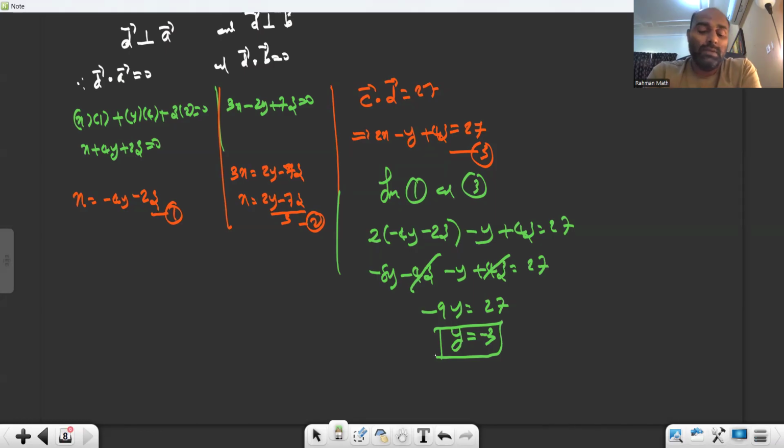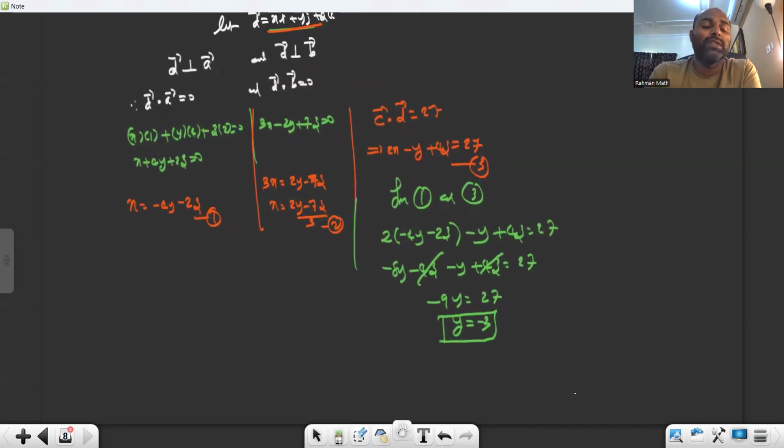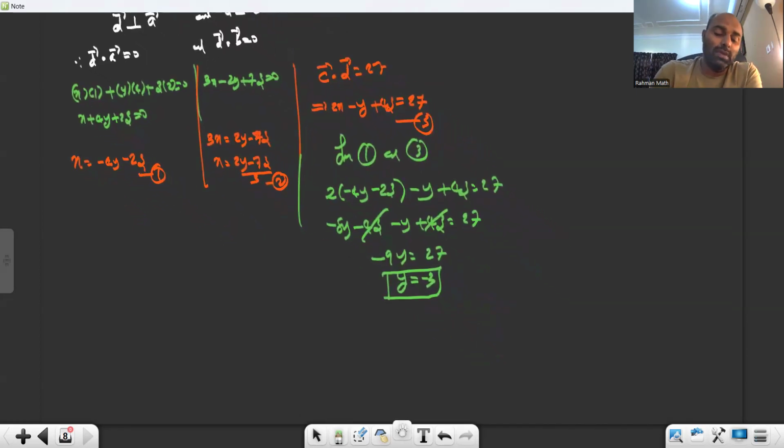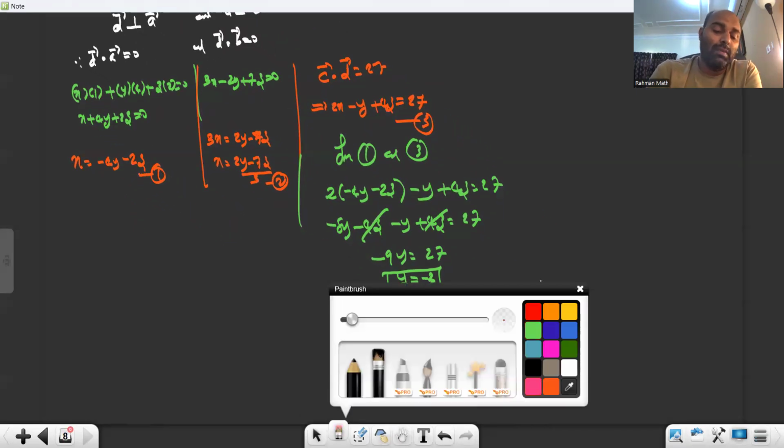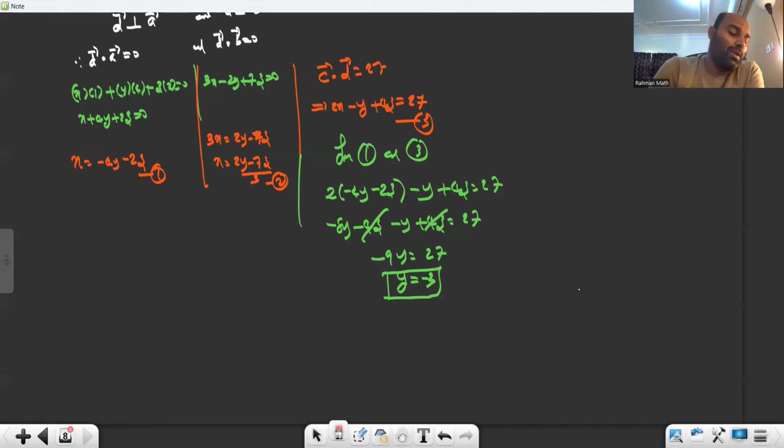A little complication is there in books or by solving. This we can solve by cross product also. Everything I'm not explaining now because you get confused. Put y equal to minus 3 here. So x equal to minus 4 into minus 3, 12, minus 2z. X equal to 12 minus 2z. This is equation number 4.